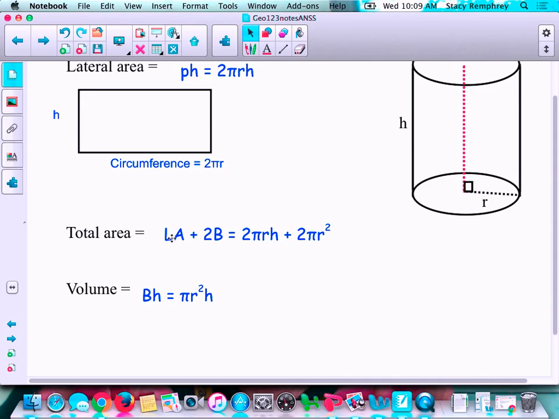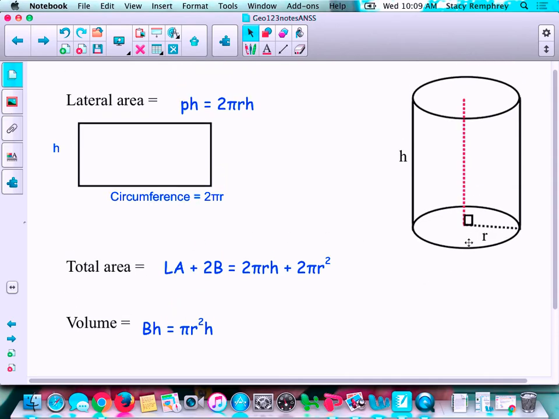Total area is still the lateral area plus the area of the two bases. And this time they are two circles, so that didn't change. And the volume is still area of the base times the height, and the area of the base now is pi r squared, and then times the height. So everything's the same as it was, it's just we have circles as bases. Again, in the cylinder there are two, like a prism.